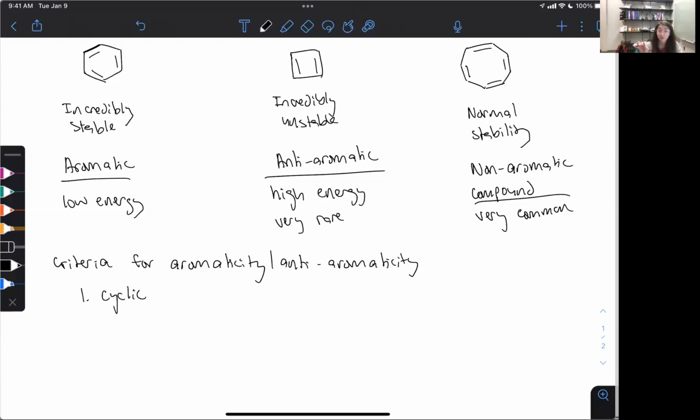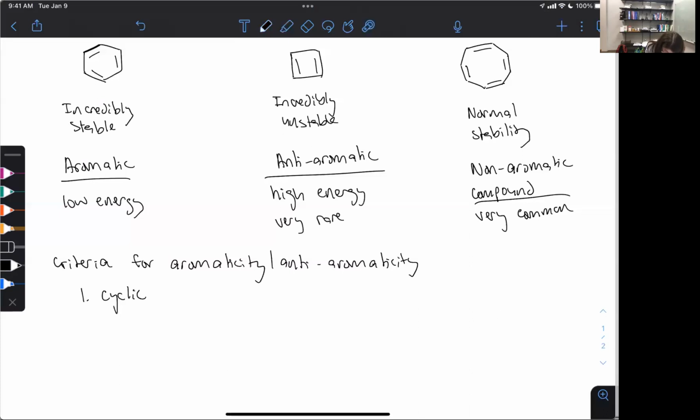Okay, so if they don't hit any one of these criteria, they immediately are going to fall into the non-aromatic category. So if they hit all of these things, we're aromatic or anti-aromatic. If they miss even one, then it's automatically going to be non-aromatic. So you can imagine all of the compounds that we have that are not cyclic are immediately going to be non-aromatic compounds.